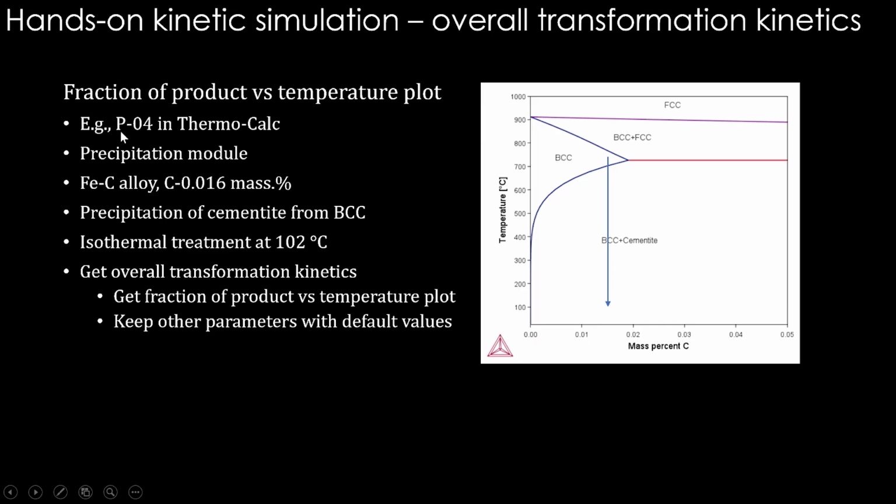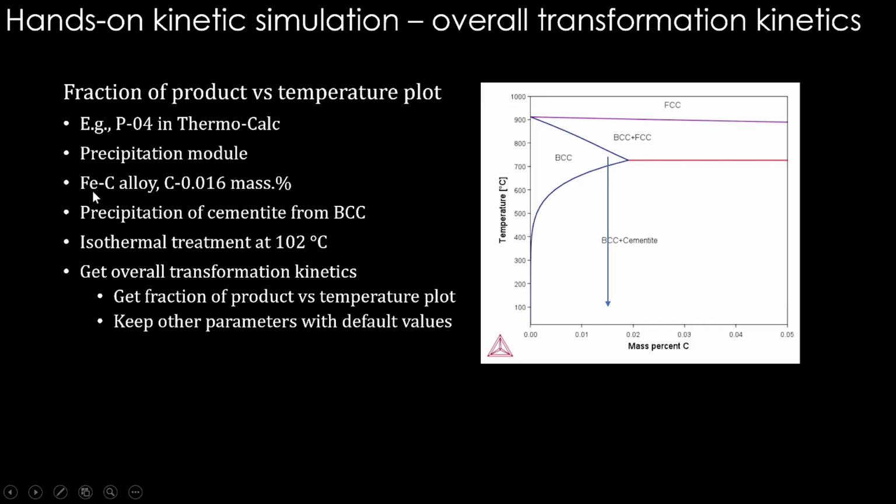This example P04 in Thermo-Calc is already there, a worked-out example saved as a project file. You can simply run this and understand it. The precipitation module is a separate module in the graphical user mode. We have used the diffusion module, but we have not used the precipitation module. If we use this, all this overall transformation kinetics will come into the picture.